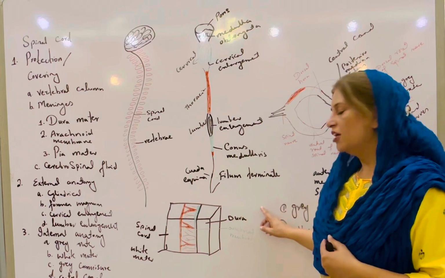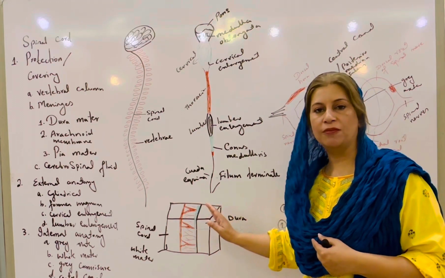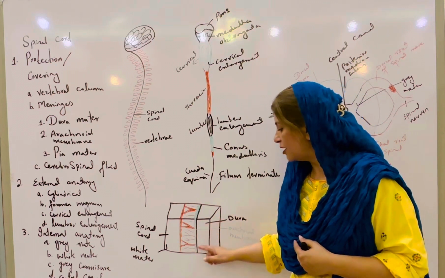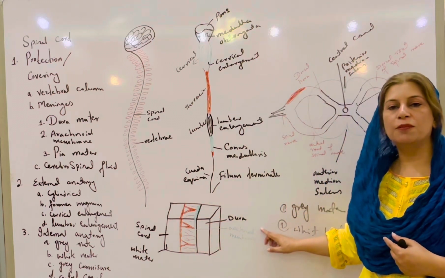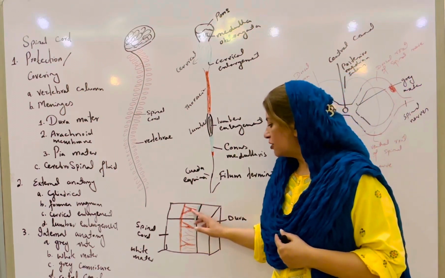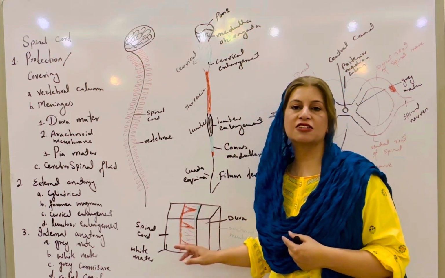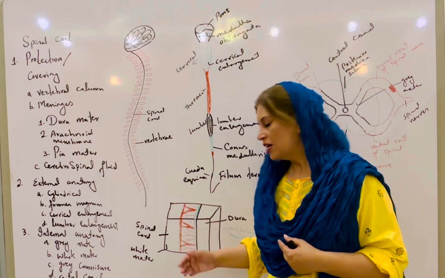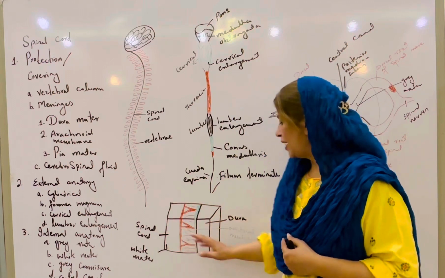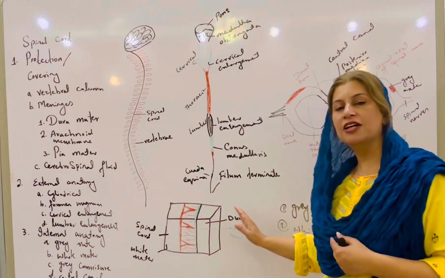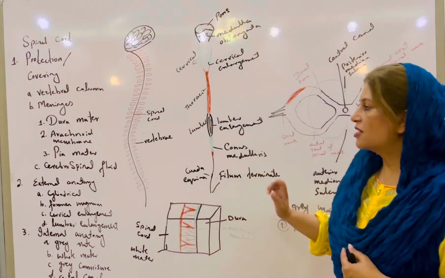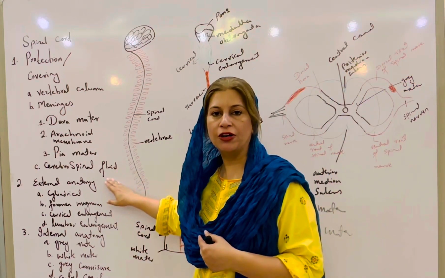The dura mater is very next to the vertebral column, and beneath this dura there is another layer, the arachnoid membrane, and beneath this arachnoid membrane another layer is present, which is the pia mater. Student, this pia mater adheres to the spinal cord, and the dura mater is very next to the vertebral column. Next is the cerebrospinal fluid.